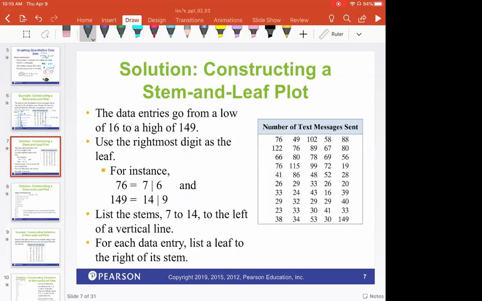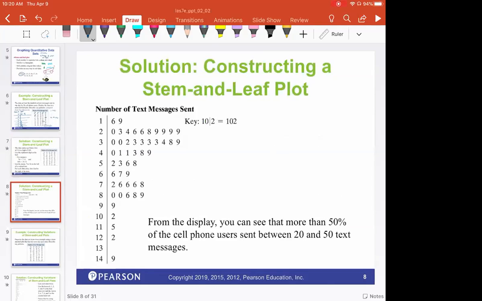Next slide. The data entries go from a low of 16 to a high of 149. Yeah, we talked about that. Use the rightmost digit as a leaf. So it gives an example. 76 means 7 and a 6. 149 means 14 and 9. List the stems 7 to 14 to the left of the vertical line, and for each data entry, list the leaf to the right of its stem. So here it shows our answer.